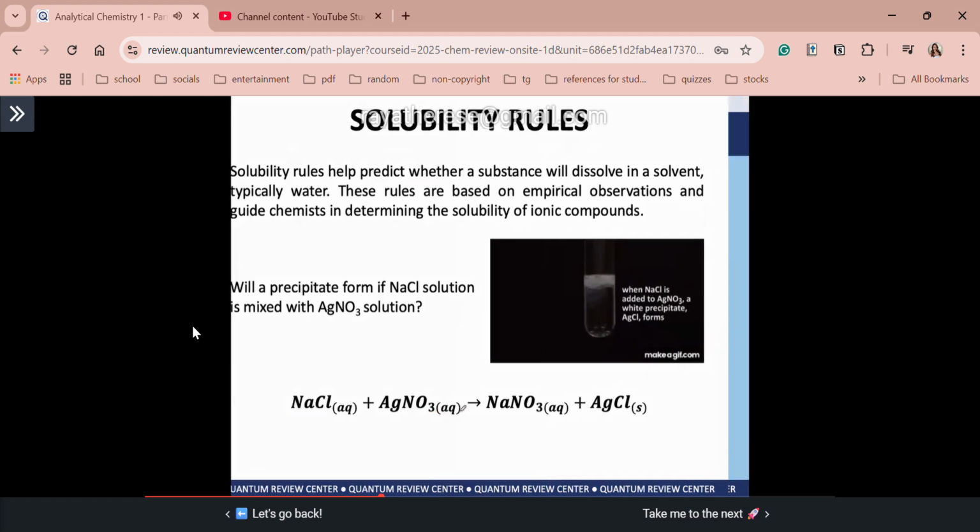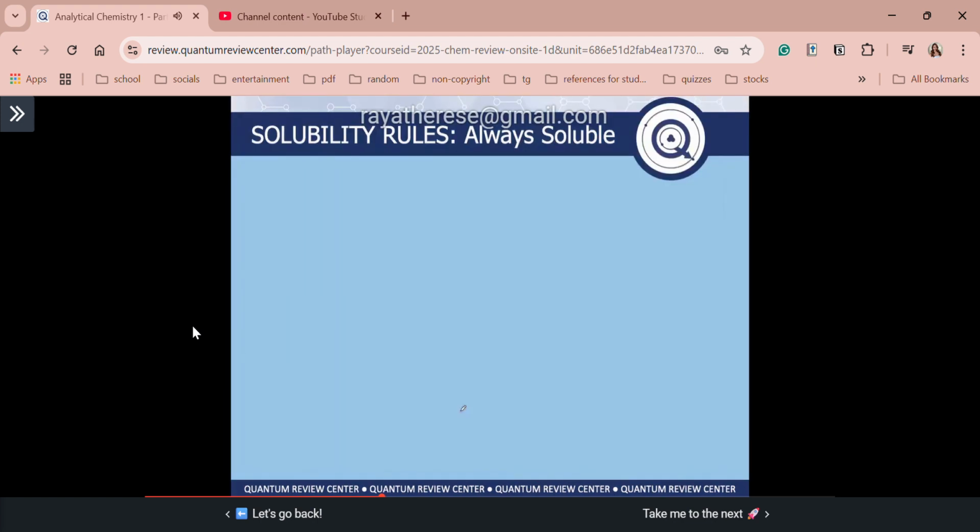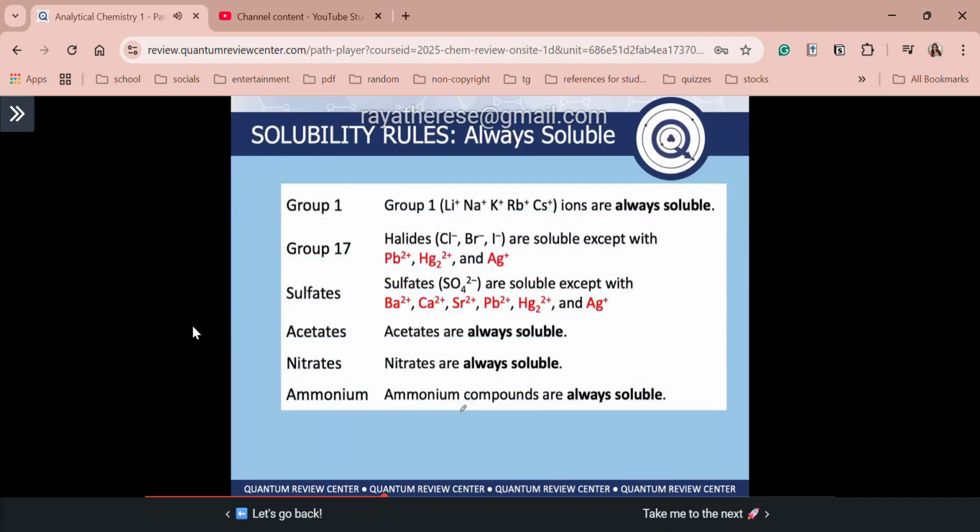O class, tingnan natin ang mga solubility rules na sa manual natin. So ginawa kong color code, blue for those always soluble, red naman for insoluble. Kaya makikita nyo class may mga red at blue sa kanan ng table kasi mga exceptions yun. So ito na class ang always soluble with exceptions, kaya naka-red sila.